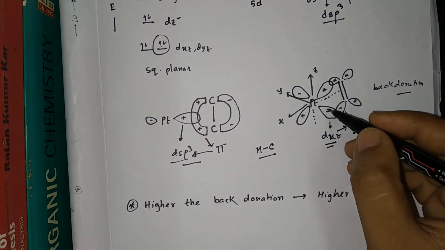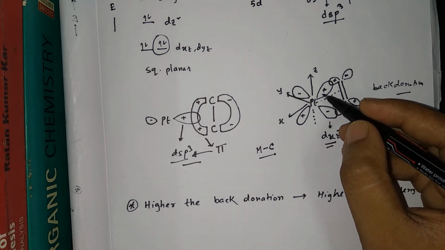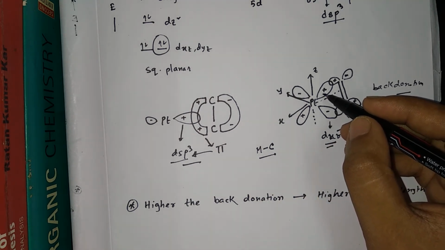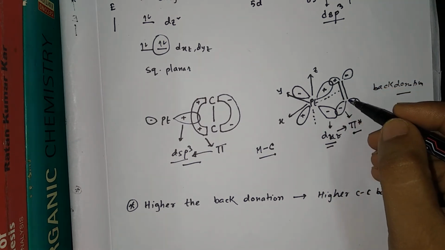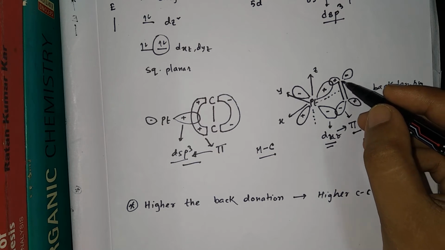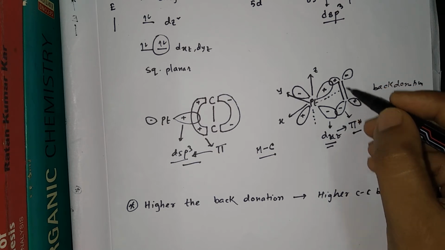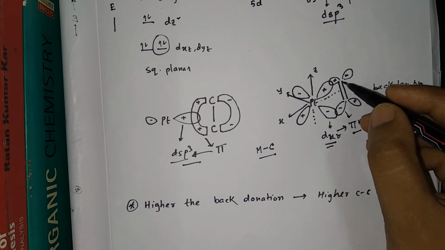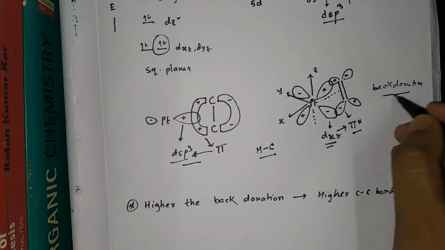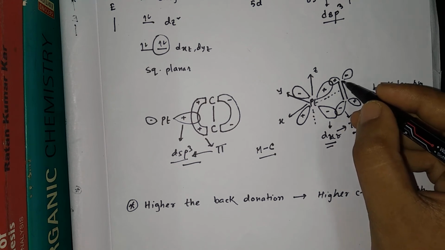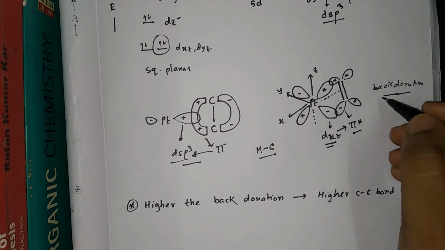But as the electron is going from the metal d orbital to the antibonding pi star orbital of the C double bond C, hence it will decrease the double bond character of the C double bond C, and the single bond character of the C-C will increase. So higher the back donation, higher will be the single bond character of this C-C, and higher will be the bond length.